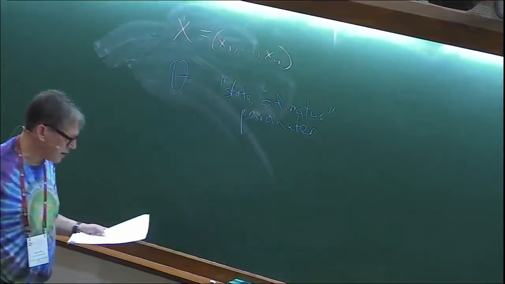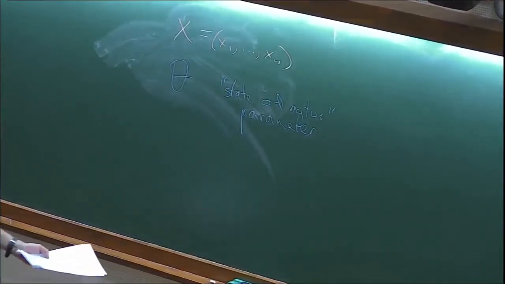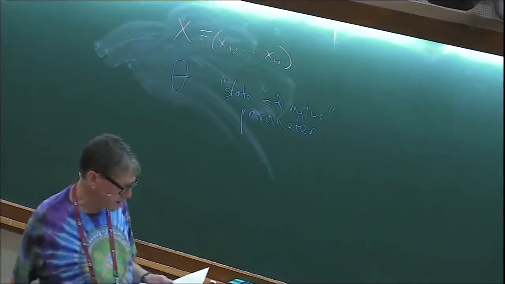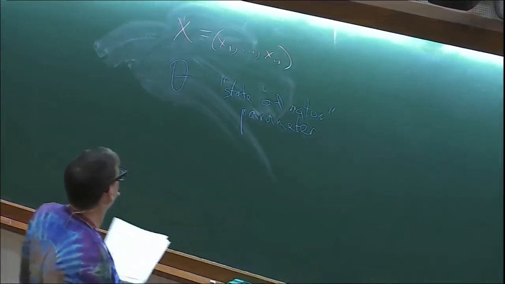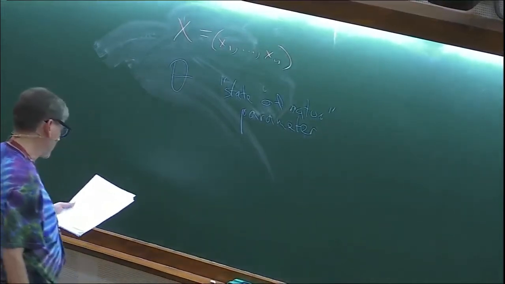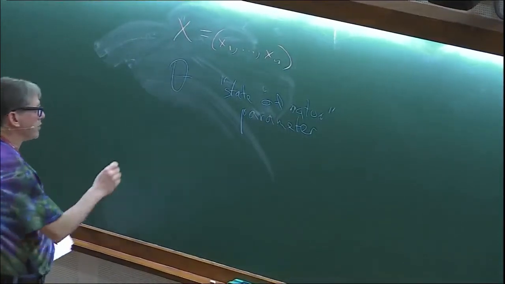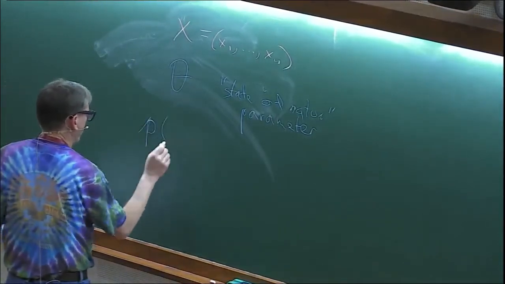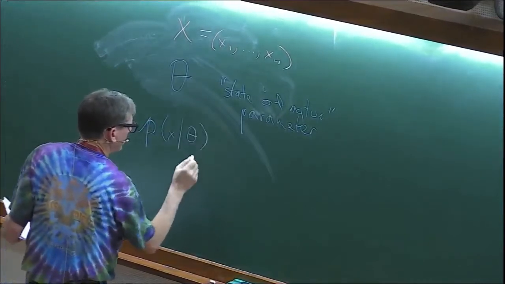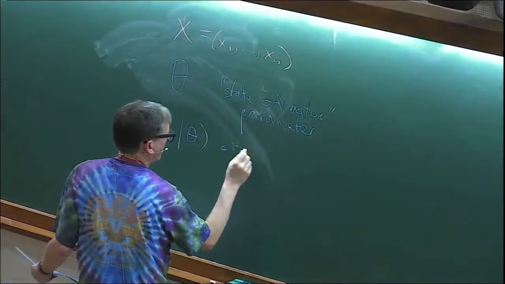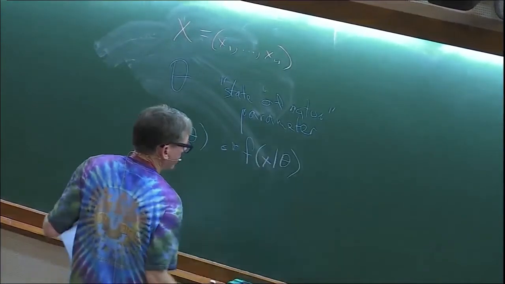Okay? Now, we need a model to describe the relationship between theta and x, okay? And specifically, x given theta is a random variable with a distribution, if it's discrete, the probability function of x given theta, or f of x given theta.